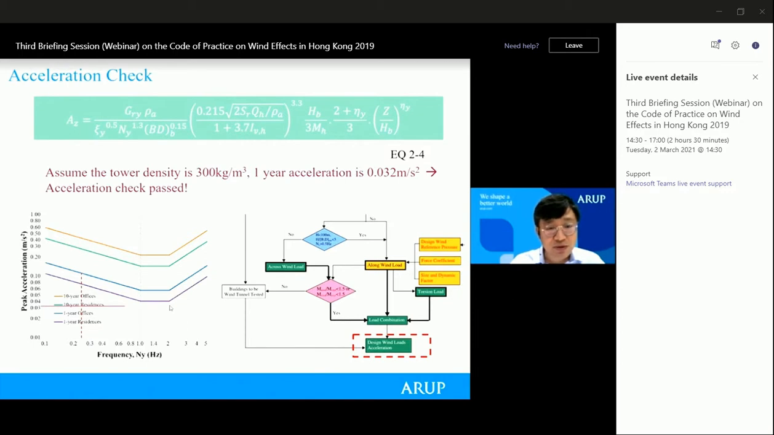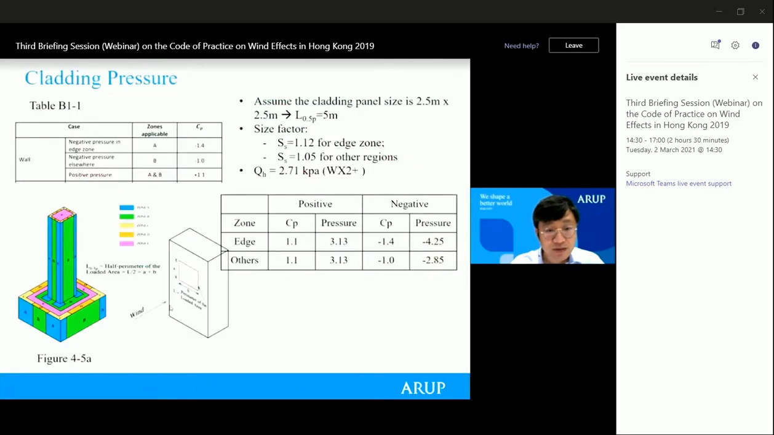Assuming the tower mass density is 300, the calculated acceleration is about 0.032 meter per second squared. And using the natural frequency of 0.25, we can find the acceptable limit is about 7.07. So still, again, we are far below the acceptable criteria. So we are okay, we pass the acceleration check.